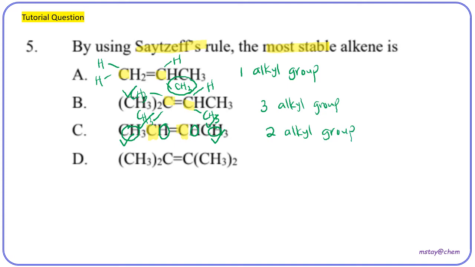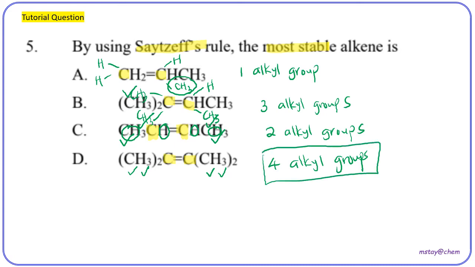While for option D, this is the carbon-carbon double bond that we focus on. When we look at the carbon on the left hand side, it consists of 2 alkyl groups. The right hand side also has 2 alkyl groups. So in total we have 4 alkyl groups. Okay, so that means that among 1, 3, 2, and 4, 4 alkyl groups is the greater number. Okay, greater number of alkyl groups. So the answer is D.